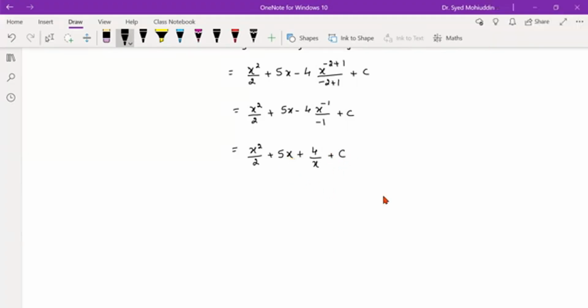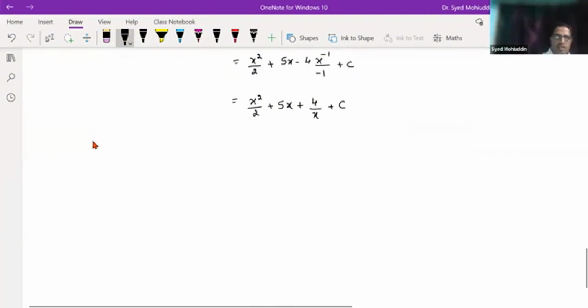Yes, sir. Any questions here? Okay, in the same way, next question. It is integral of, what is that, x cube, right?